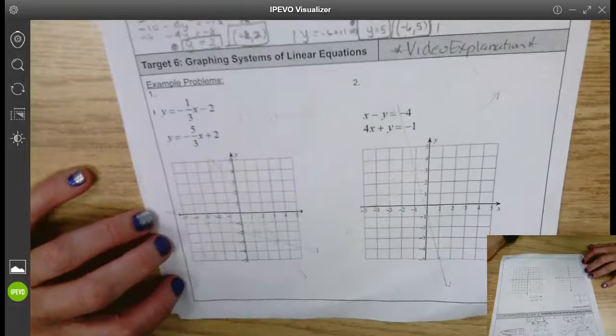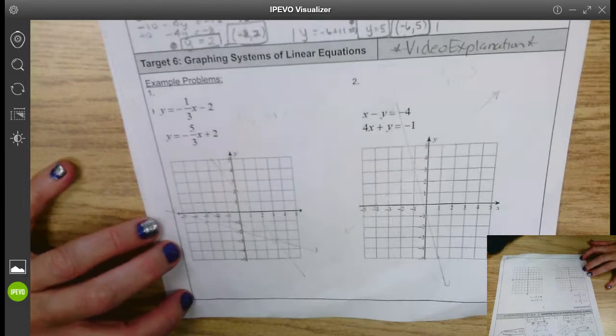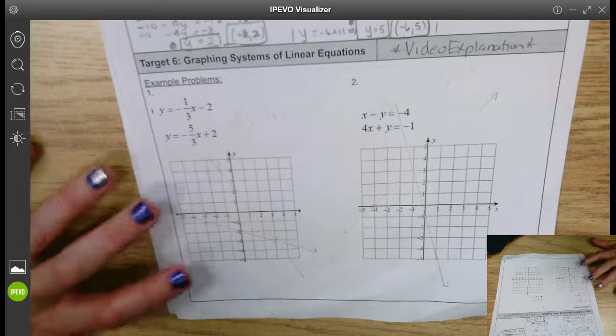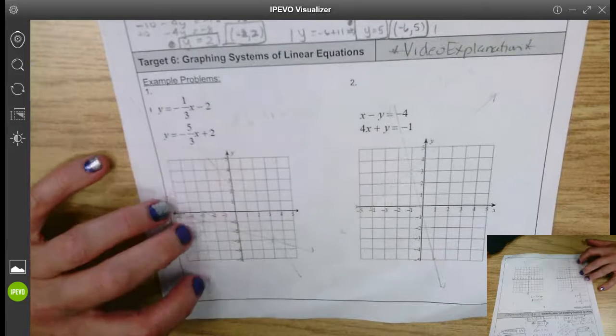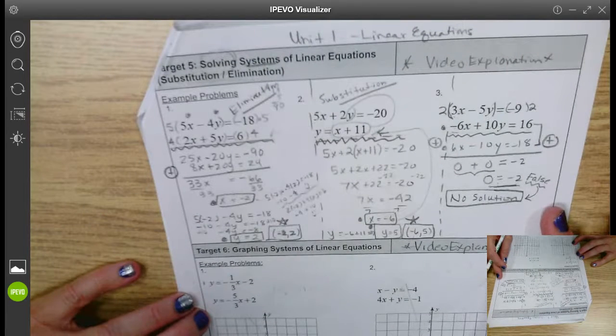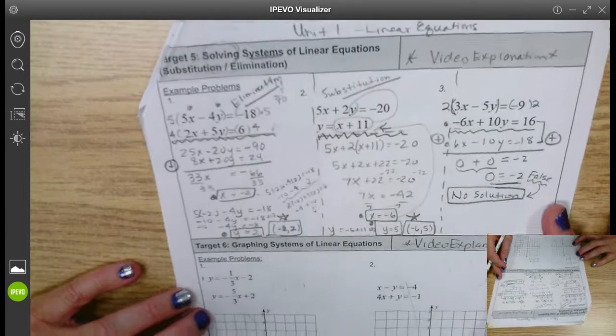Okay, guys, we are still on Unit 1. We're coming to a close. So these are the last two targets that you are going to see this week. We are going to also talk about Target 5. That video has already been uploaded. So this week we're focusing on systems.